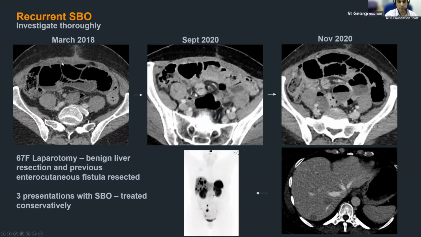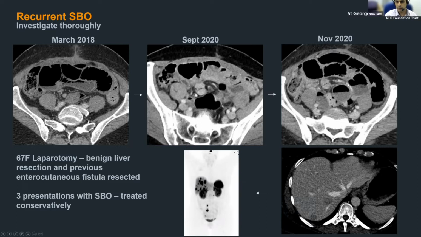This patient had bowel obstruction in 2018, presented again in 2020, and again in November 2020. Similar presentation, similar point of obstruction. That November 2020 scan demonstrated some liver lesions, one of which was biopsied, and this came back as a neuroendocrine tumor, a metastatic neuroendocrine tumor, which you can see on this PET scan here.